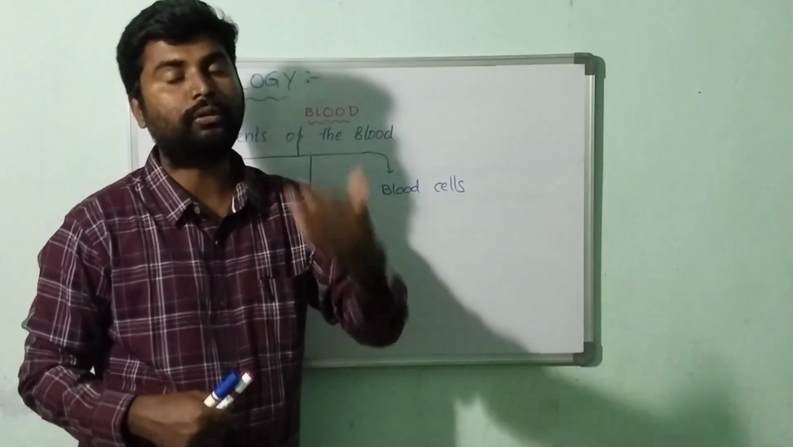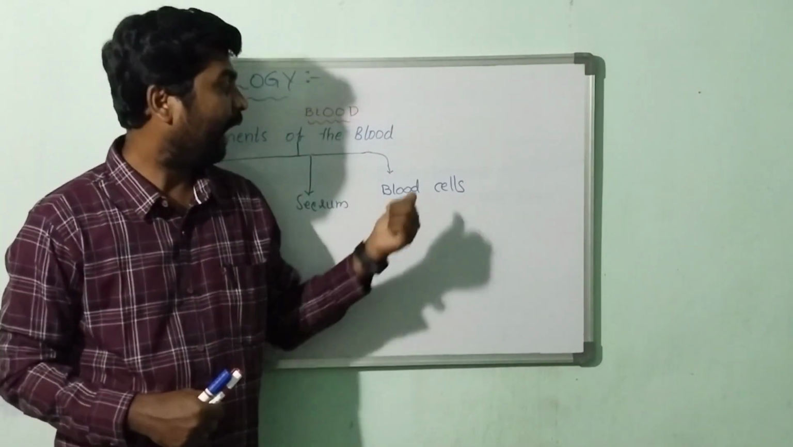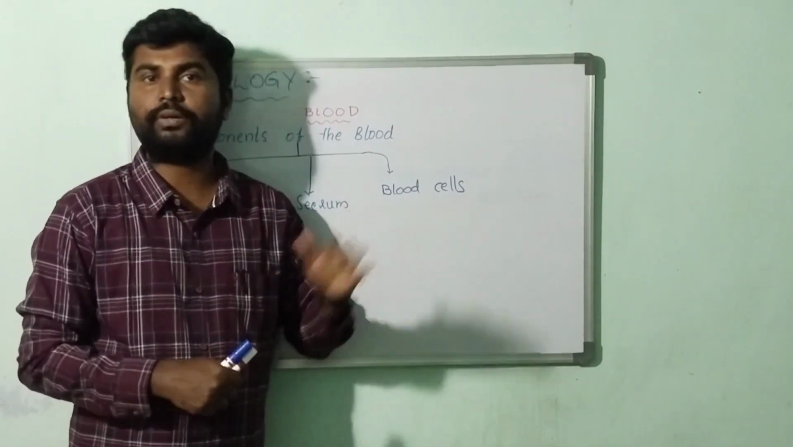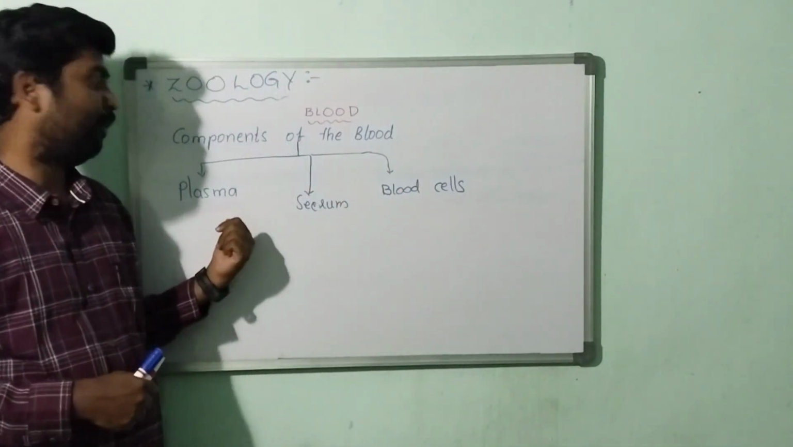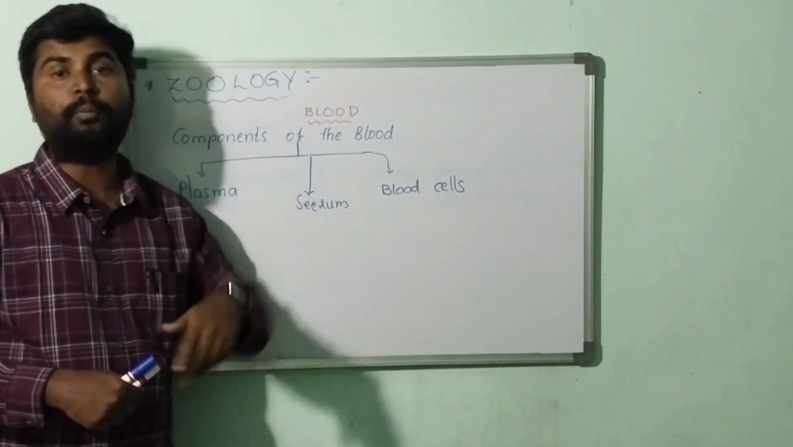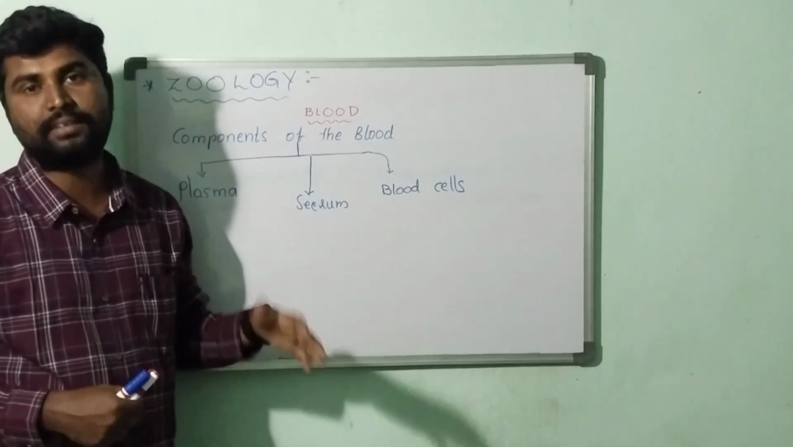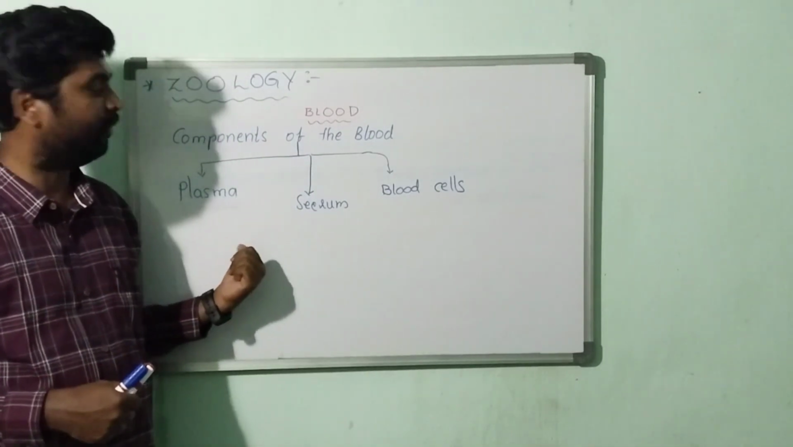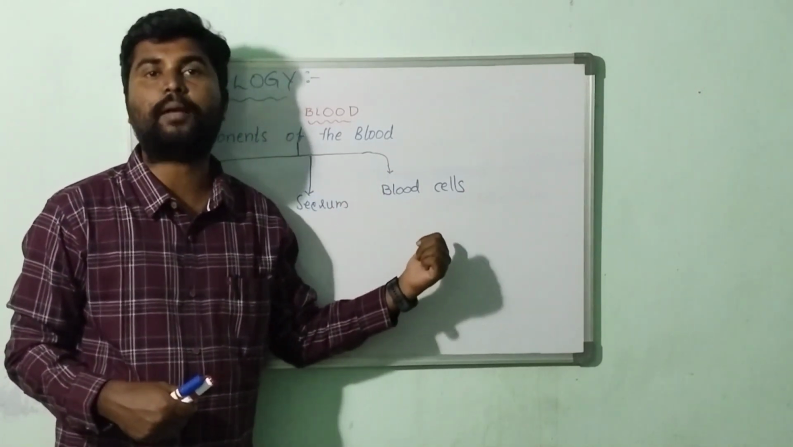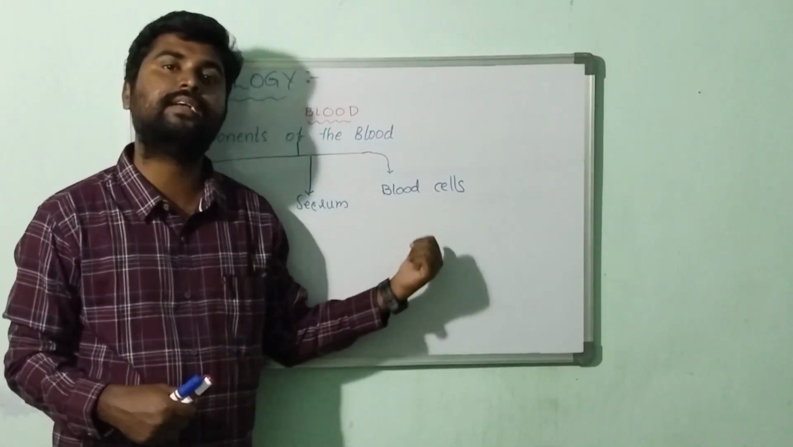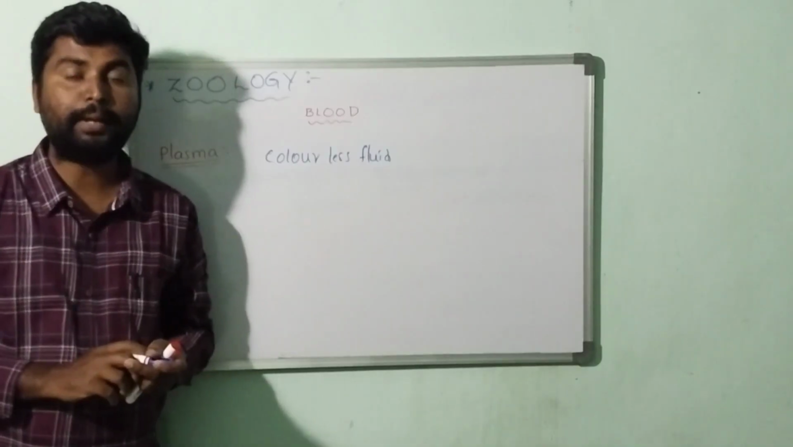Now we have to know clearly what plasma is, what serum is, and what the blood cells are. So in this class I will explain it clearly. Don't skip the video. I will explain what plasma is and what components are present in plasma, and serum as well as blood cells too. What are the types of blood cells and what is their function. I'll explain it clearly. Don't skip the video. Okay.